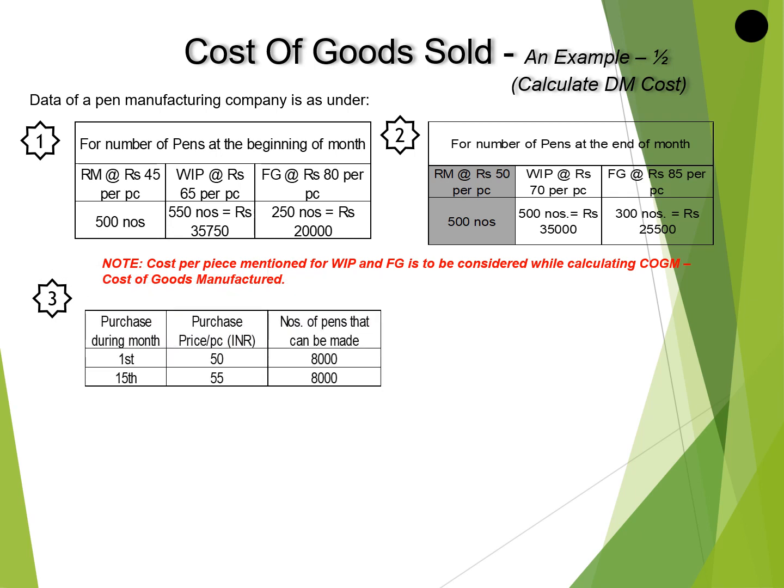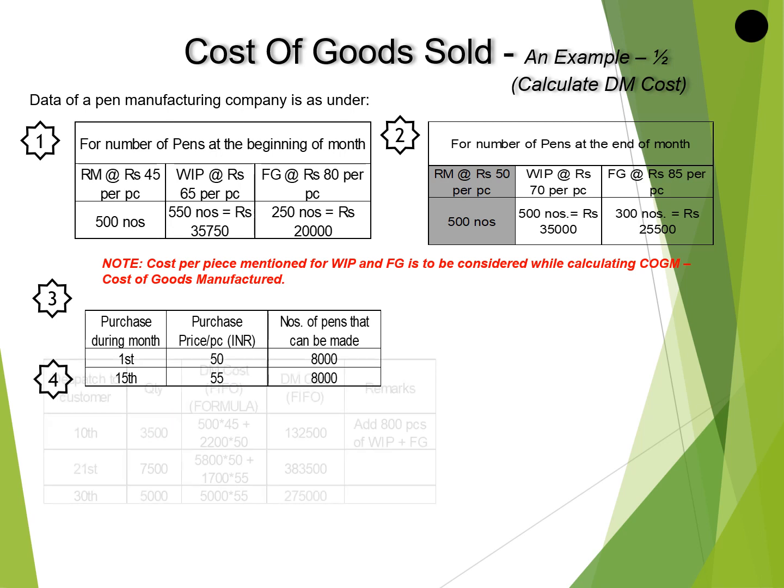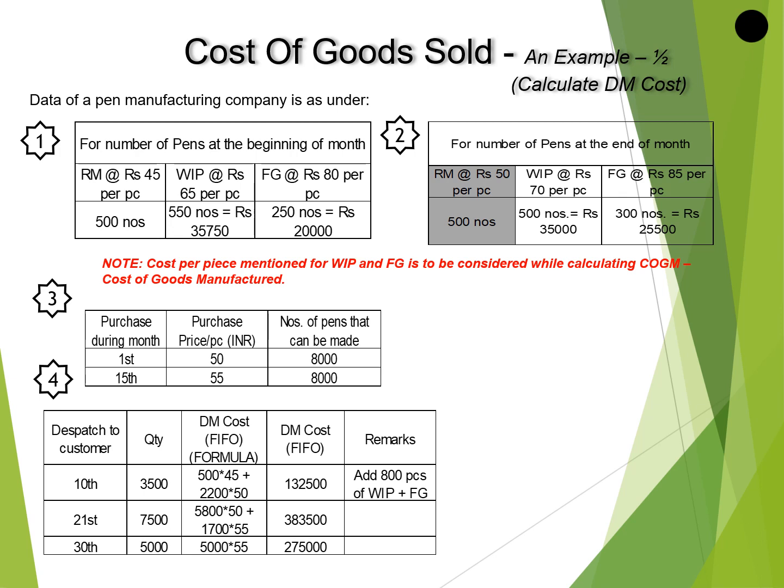The third data was for the purchase. We made purchase 2 times in that month and both the times we made purchase for 8,000 pens. First time we purchased material at the rate rupees 50 per piece and second time we purchased material at the rate rupees 55 per piece. Then we made dispatches 3 times to our customers, first on 10th, then on 21st and then on 30th. When we calculate the direct material cost following FIFO method, then of course we follow this way.